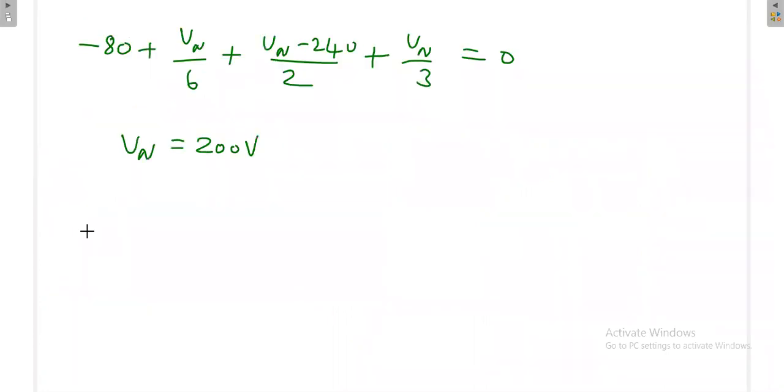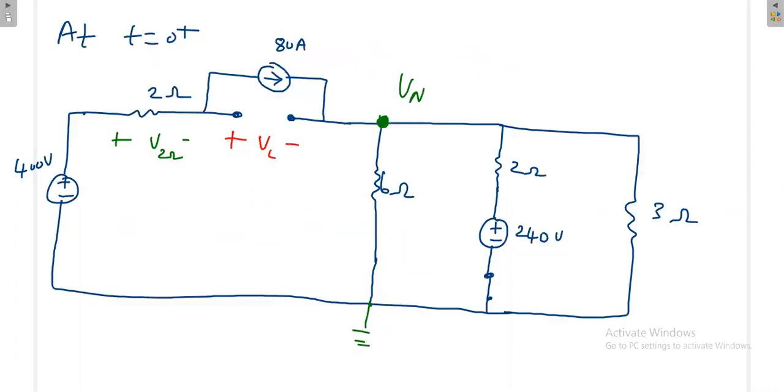Minus 400, then the voltage across the 2 ohm, and then VL at 0 plus. Once you write like this, you come this way: minus, plus, minus. Now I'll write the nodal voltage.